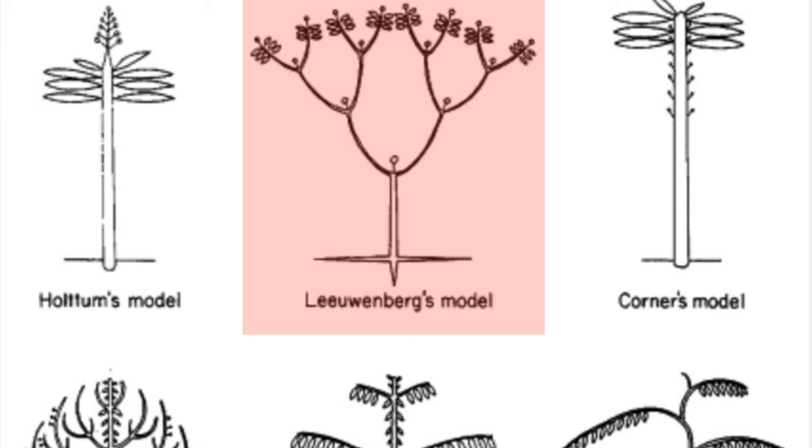E, at the base, at the left, all the shoots are vertically growing. Flowering is apical. This has been called Leeuwenberg's model. Leeuwenberg was a colleague in the Netherlands. The lilac, cassava, frangipani, nerium, plumeria, and so on.